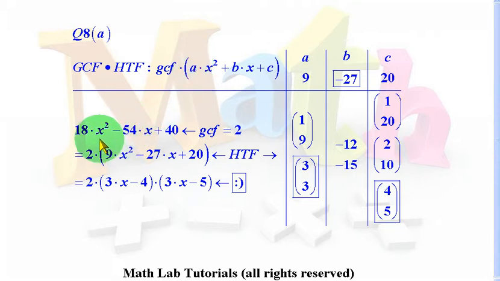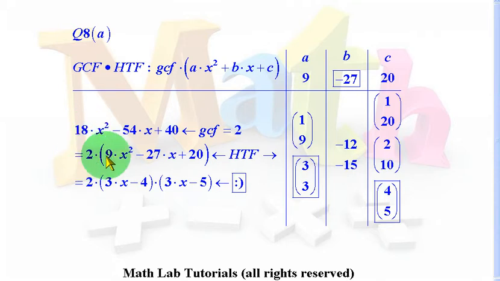So let's have a look at this question here. We have 18x squared minus 54x plus 40. Certainly this is a quadratic polynomial. And we look for a GCF. When we look at 18, minus 54, and 40, the GCF is 2. And then we put it out front. And then we use division to find the balance.